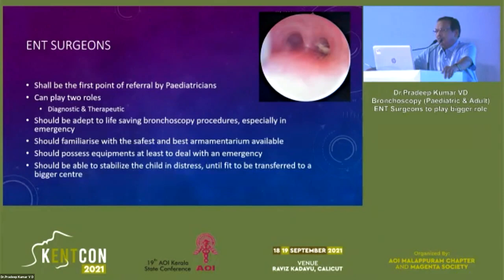Mind you, sudden death in such cases is not due to the presence of a foreign body in the bronchus, but due to the larynx and trachea. And all of you sitting here listening to the talk are very familiar with the airway of the patients. They can very well push it down, or retrieve it, push it down to the bronchus and save the child.